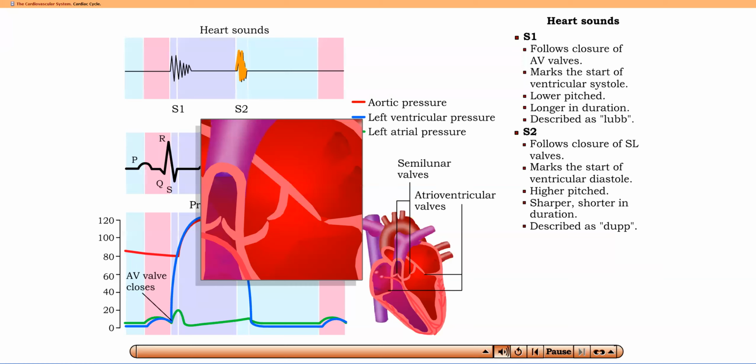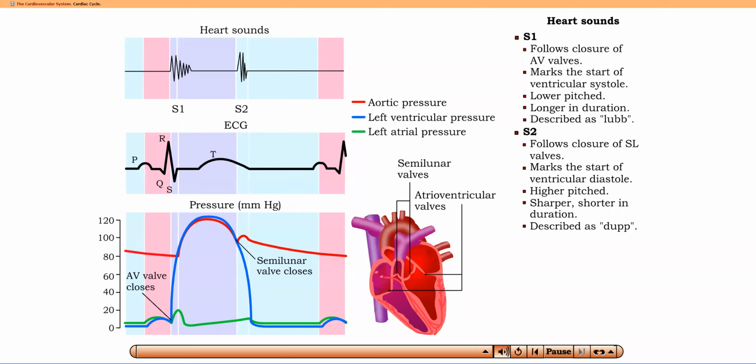The S2 sound is described as a dup. Its pitch is higher and sharper than S1. S2 is produced by the closure of SL valves and marks the start of ventricular relaxation. The sounds together form the heartbeat and sound like lub-dup.